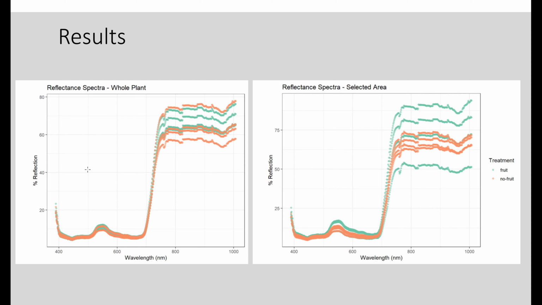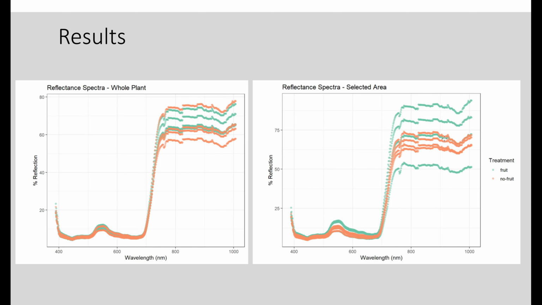So here are those reflectance curves for each plant. Here on the left we have the whole plant, and on the right is the selected area. Fruit is in green and no fruit is in orange. You can see in the visible portion of the spectrum there's really no difference between the two treatments. There is some separation in the near-infrared portion, but none of that can really be attributed to a treatment effect.